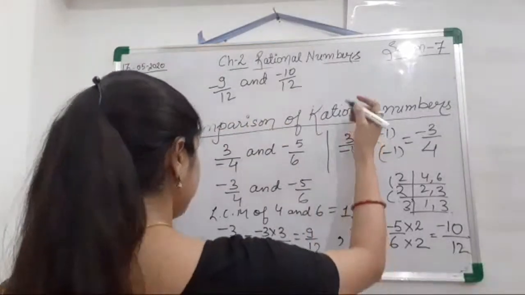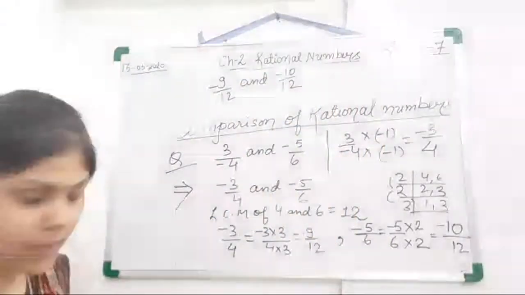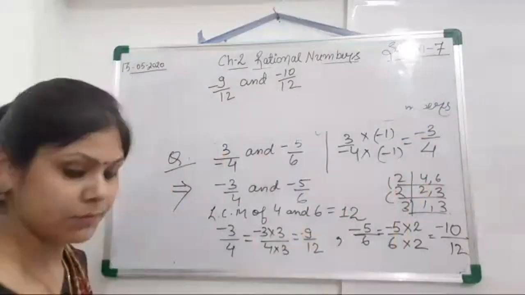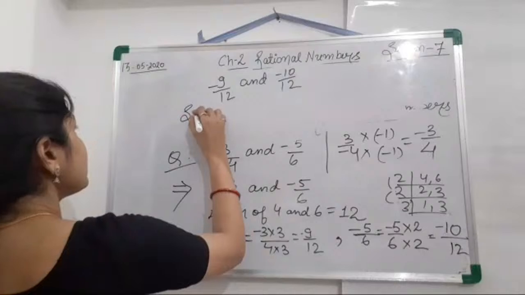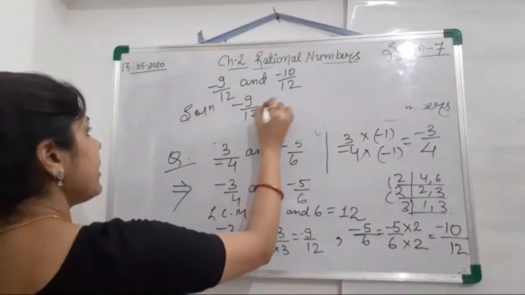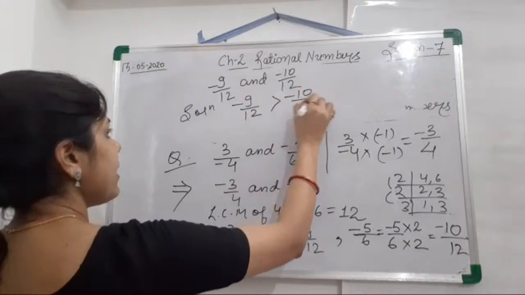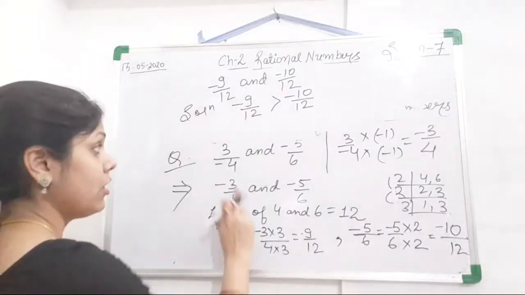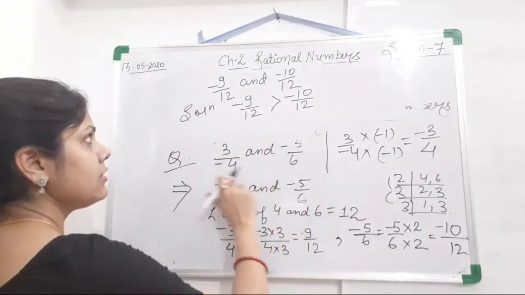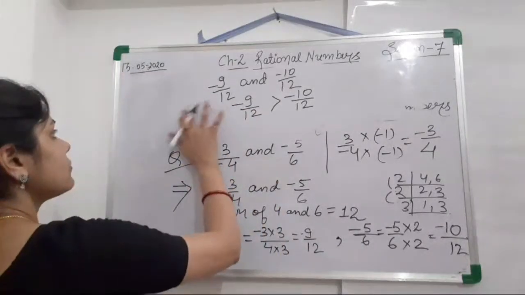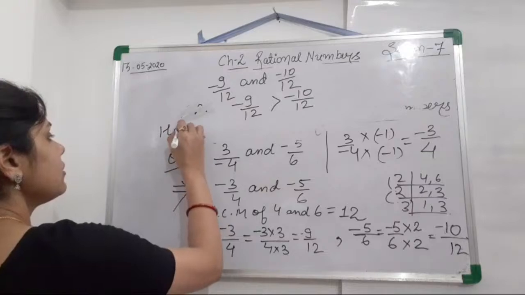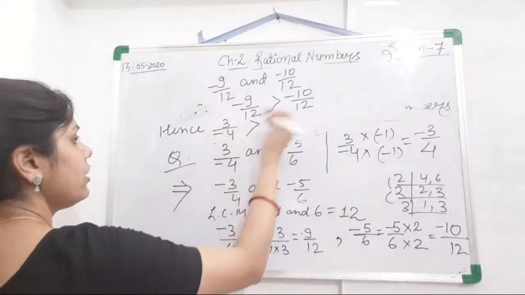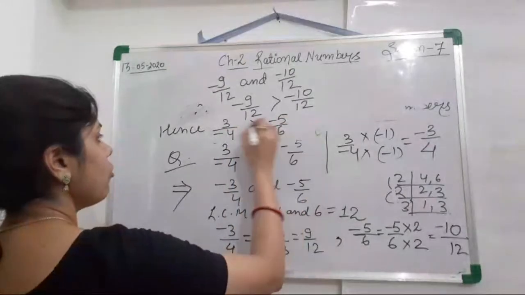So you got minus 9 upon 12 is greater than minus 10 upon 12. And what was minus 10 upon 12? Minus 10 upon 12 was minus 5 upon 6. You will always write your answer in this form. Hence, you will get 3 upon minus 4 is greater than minus 5 upon 6.